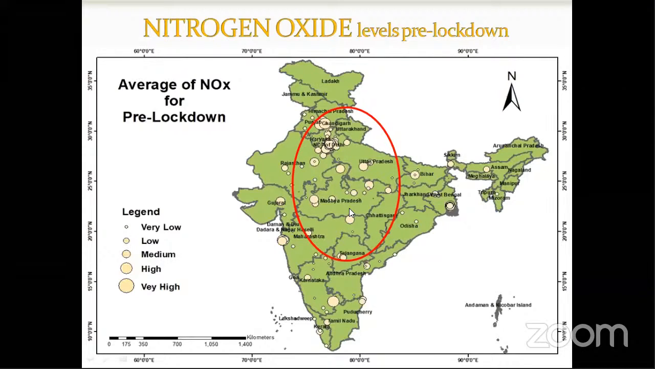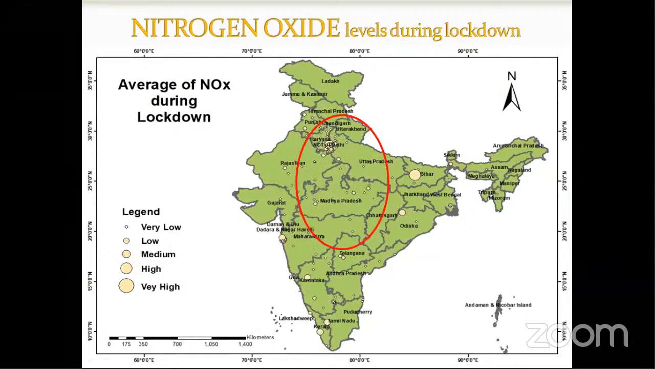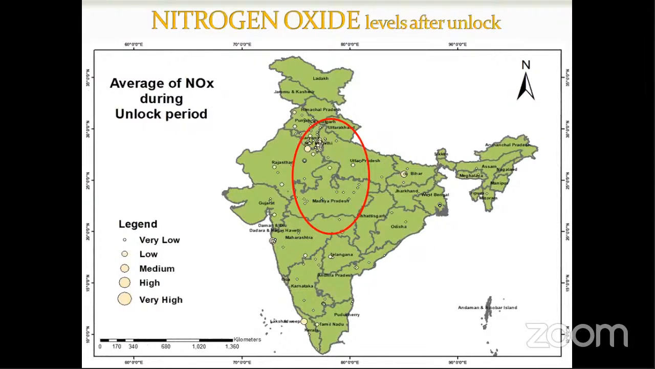very high to medium range all over India during the pre-lockdown. Then during the lockdown, it drastically changed and dropped down to very low to medium. Only in Bihar and Orissa, we can see a high and medium range of nitrogen oxide. During the unlock period as well, we can see that it has basically disappeared apart from a very few states. It is very negligible in the lockdown and unlock period.